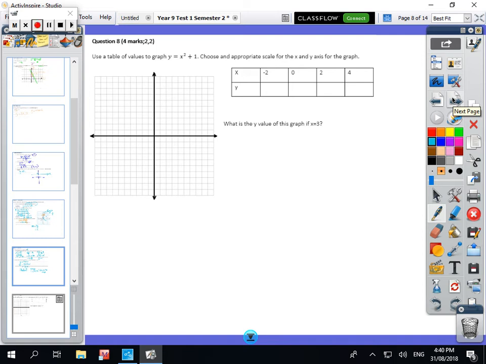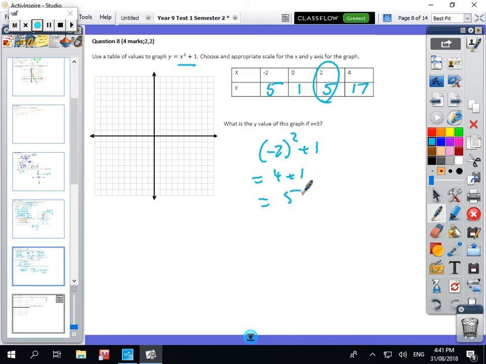Using a table of values for y equals x squared plus 1, choose an appropriate scale. Okay, so square the number and add 1. The first one we'll do is 0 squared plus 1 is 1, 2 squared is 4, 4 plus 1 is 5, 4 squared is 16, 16 plus 1 is 17. Because of the symmetry, the number at minus 2 will be the same as the number at 2, or if you do minus 2 squared plus 1 equals 4 plus 1 equals 5. Okay, either way.